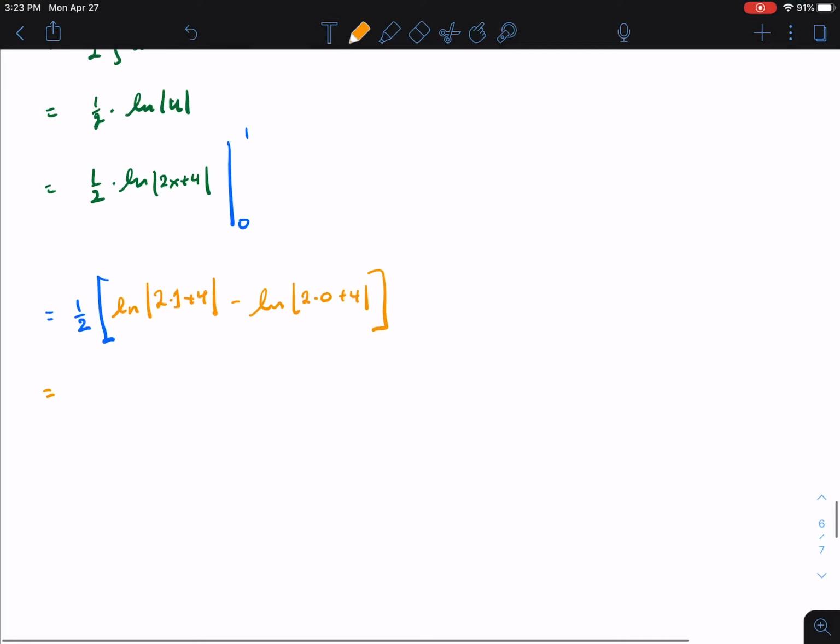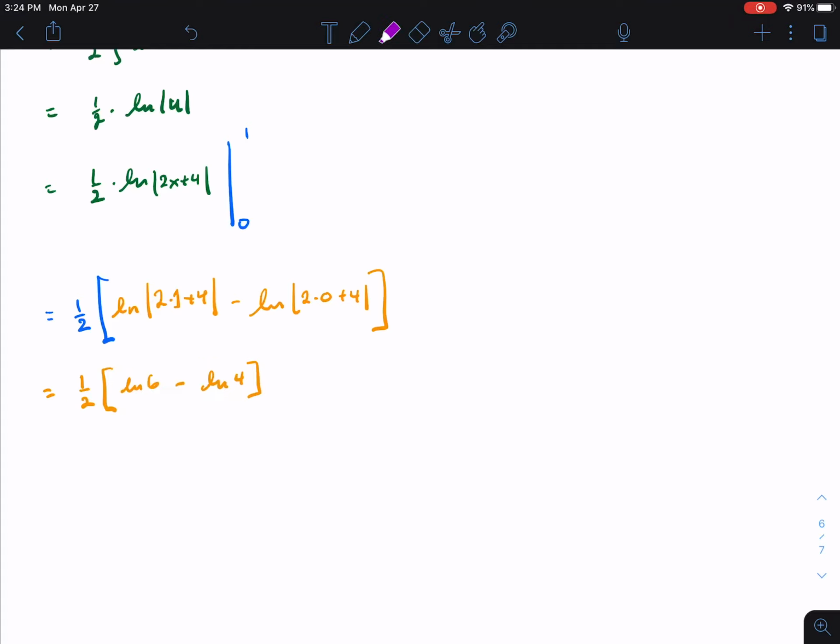Okay, so that will give us 1/2 bracket. This will give us 6 inside the absolute value, so we don't need the absolute value anymore because 6 is a positive number. Minus, over here we have the natural log of 4. Okay, so I would accept this as the final answer.